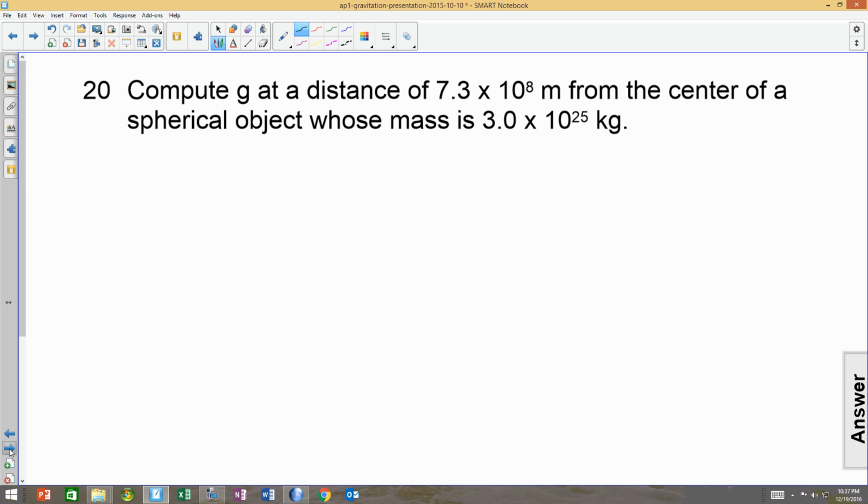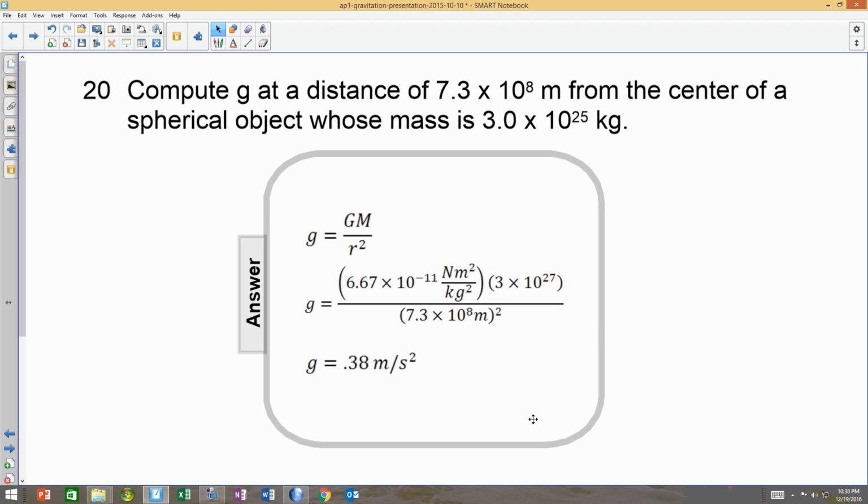So now what we need to do is compute g at a distance of 7.3 times 10 to the 8 meters from the center of the spherical object who has a mass of 3 times 10 to the 25 kilograms. Go ahead and pause the video now to solve this problem. Okay, so let's take a look at the solution. We're going to use g is equal to capital G, capital M over r squared. Substituting in the numbers, we end up with 0.38 meters per second squared.